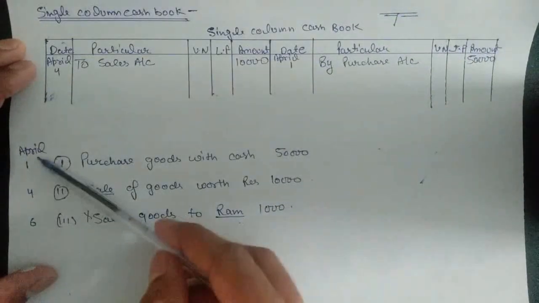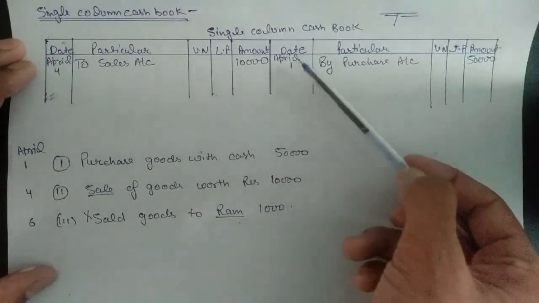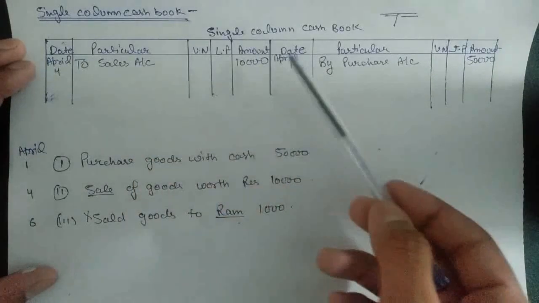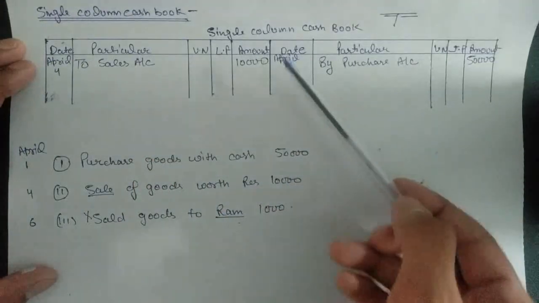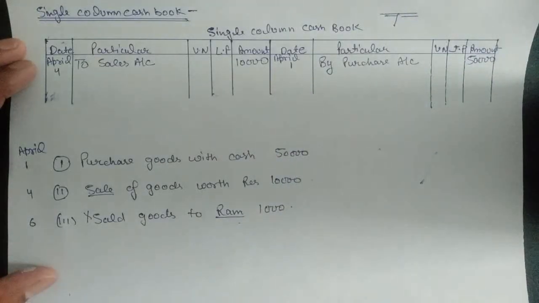And for dates we use chronological order. First we have posted the April 1st entry, then we have posted the April 4 entry. So it will go like April 1, 2, 3, 4, 5. So we need to post according to rules.